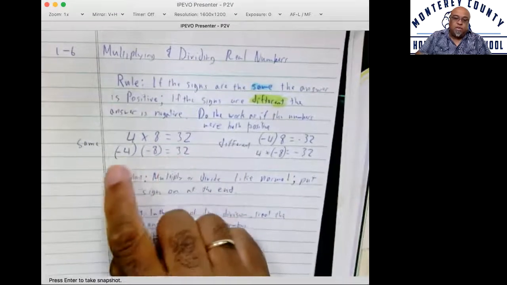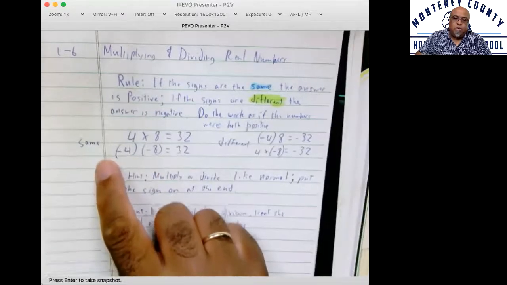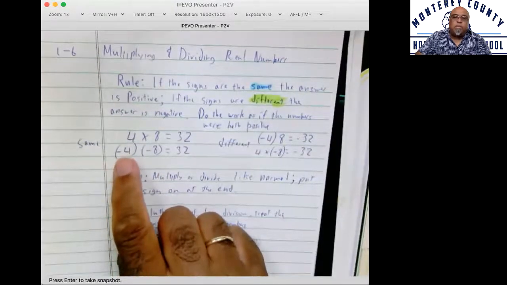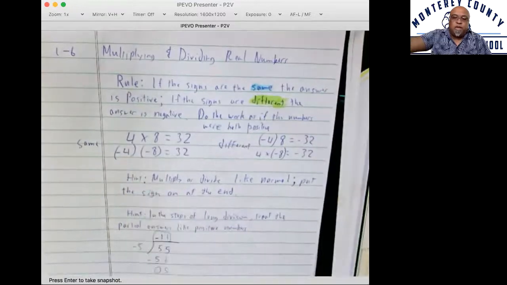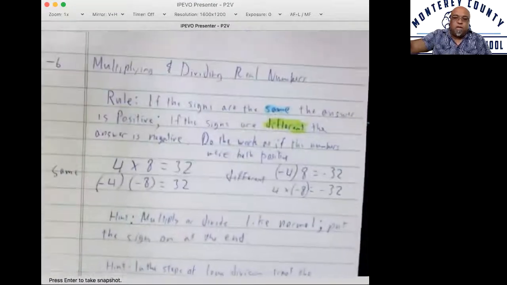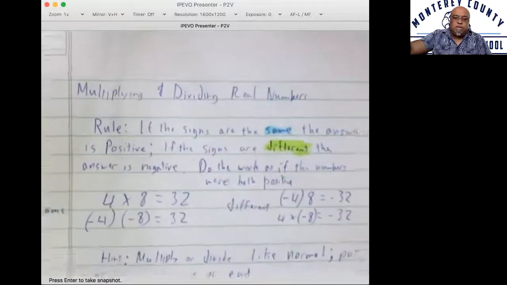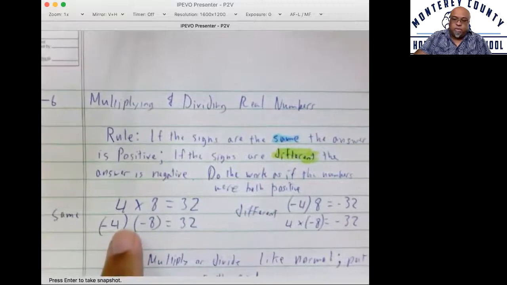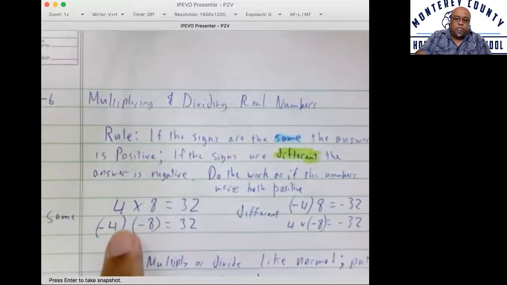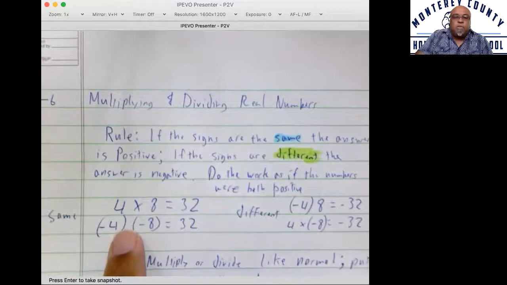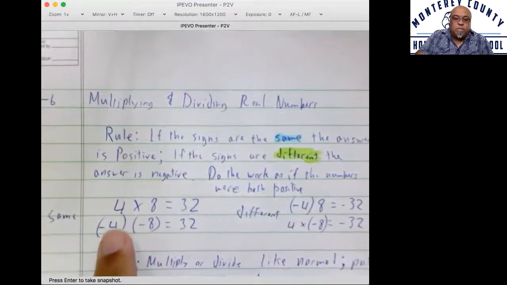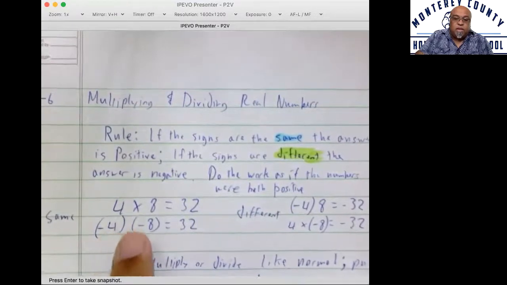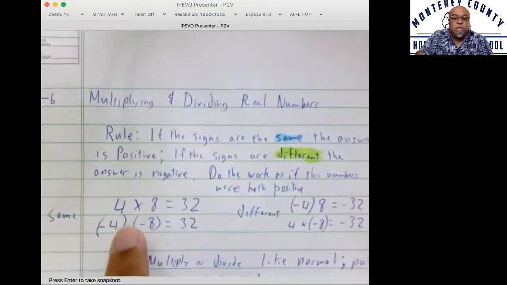In this case, the signs are the same. You may want to note that when I put the parentheses around the 4 and the 8 that are negative, I did that so that you could clearly see the negative sign and not get it mixed up with an operation. But you notice I didn't write a times symbol in between them. The reason why is that in algebra, anything in parentheses next to anything else in parentheses is considered multiplication. So if there's nothing in between them, then these two numbers are being multiplied.